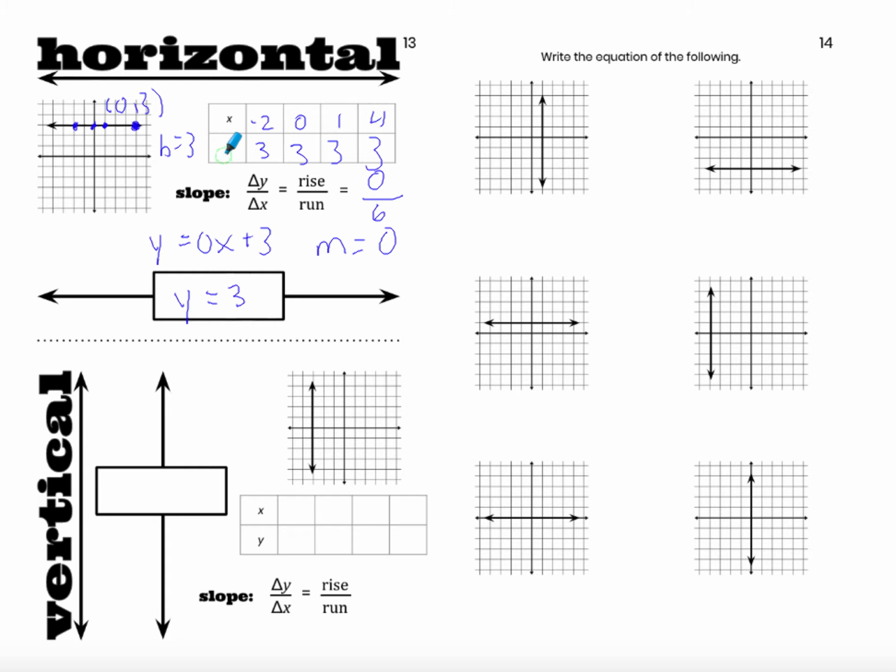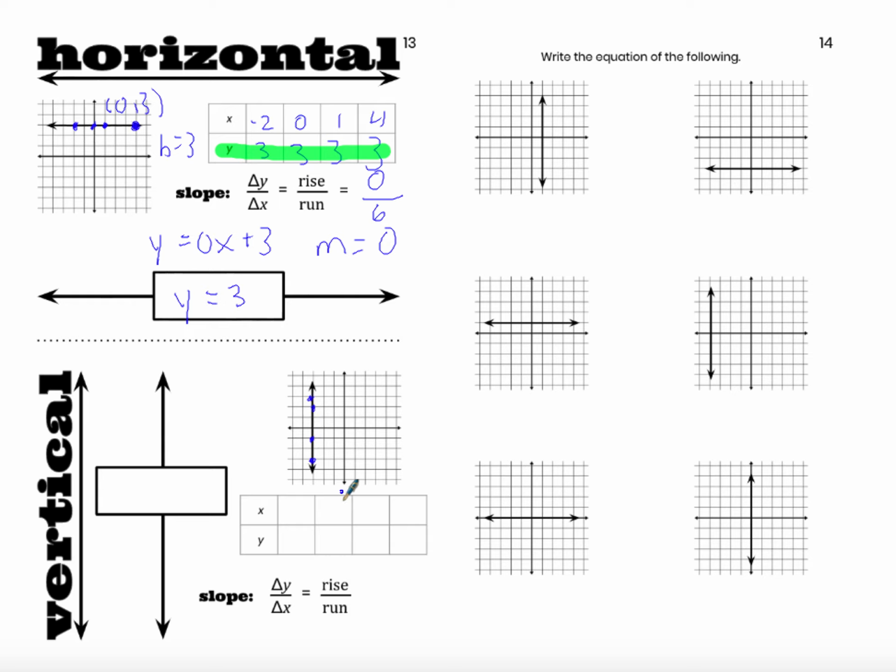What I hope that you notice here is that x is changing. X can be anything actually that we choose, but y is always going to be 3. So this equation, y equals 3, describes every single point on this horizontal line. For every single point, y equals 3. I could do something similar for this vertical line.